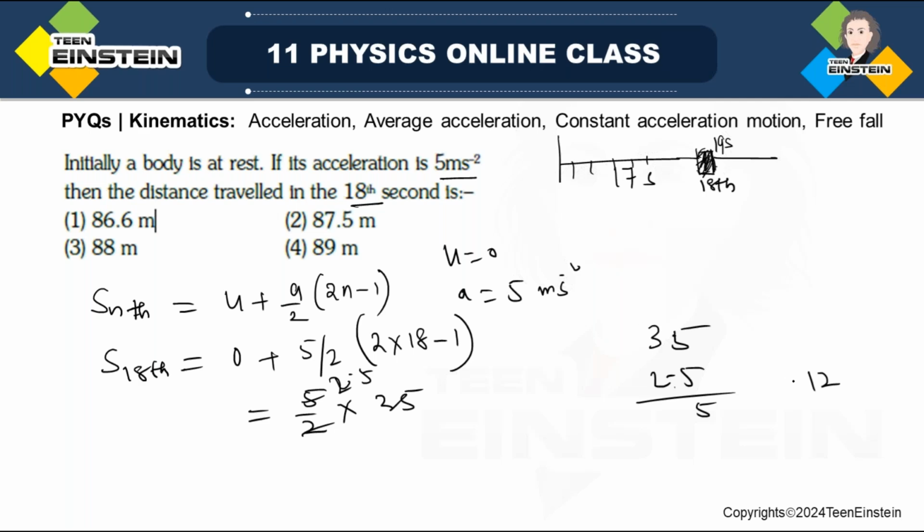So this is, I think, 87. Okay, 87 and this 87.5. So option 2 will be the correct answer for this question. So it is 87.5 meter. This is a very important formula. Ascent. Okay, in 10th second, 15th second, 5th second. So this kind of question may come in exam.